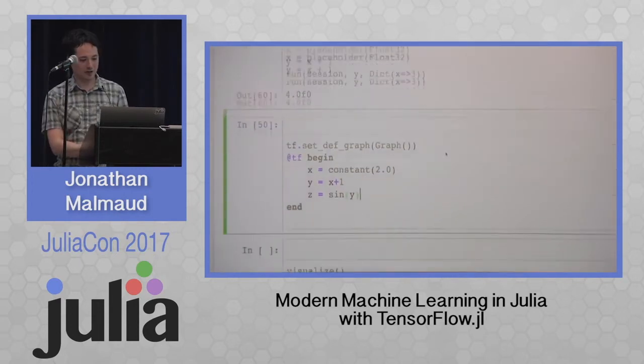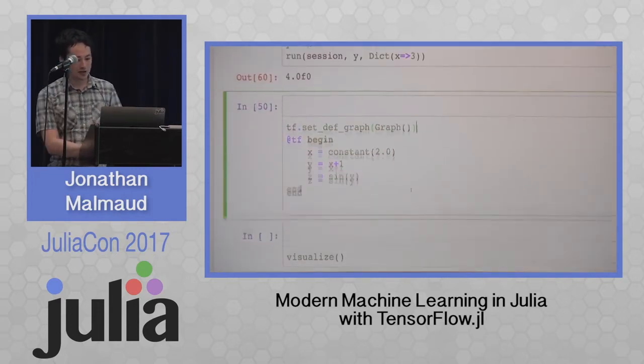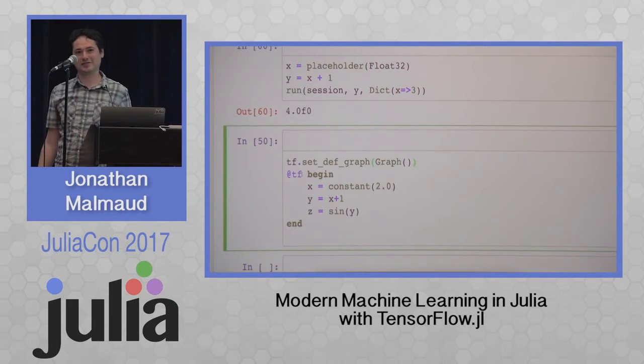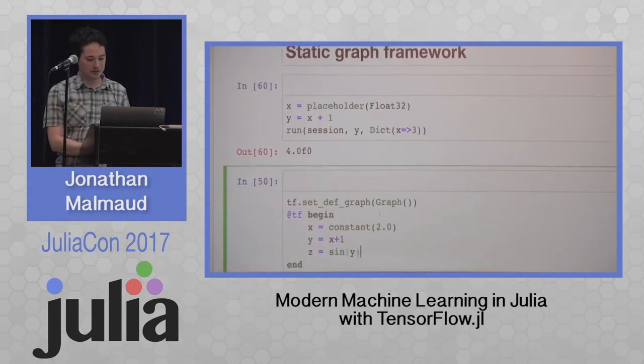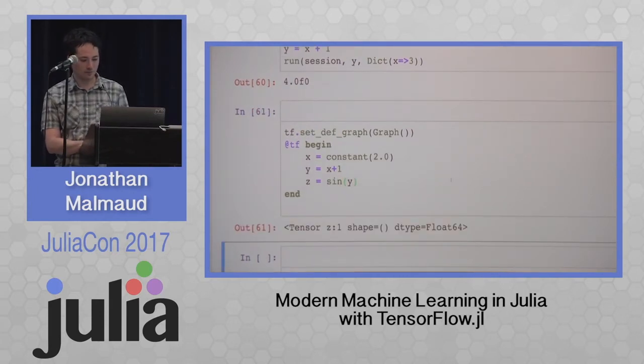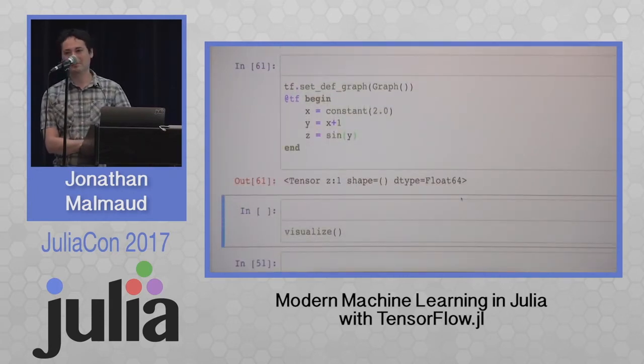Let's try a bit more complicated example. You'll notice this macro in front of my model now, @tf, standing for TensorFlow. And this is going to cause some magic to happen. So here's my model. Let's run that. OK, so I built up a small computation graph. It's got 3 nodes. It's got x, which is holding this constant. It's got y, which is x plus 1. It's got z, which is the sine of y.